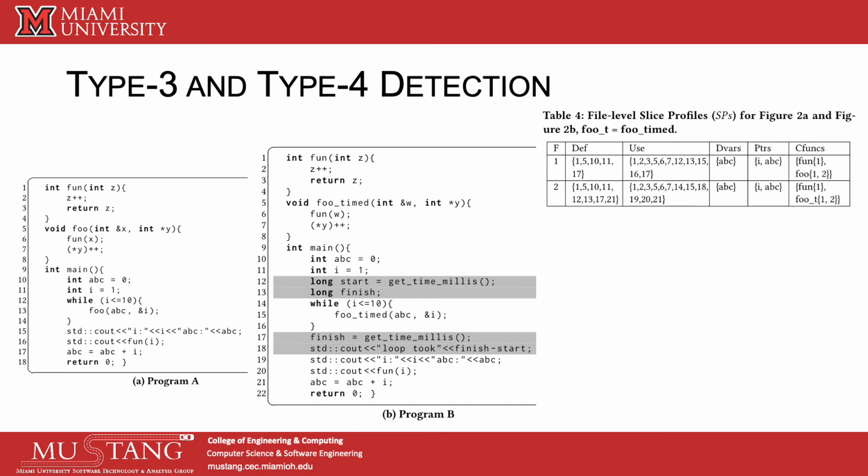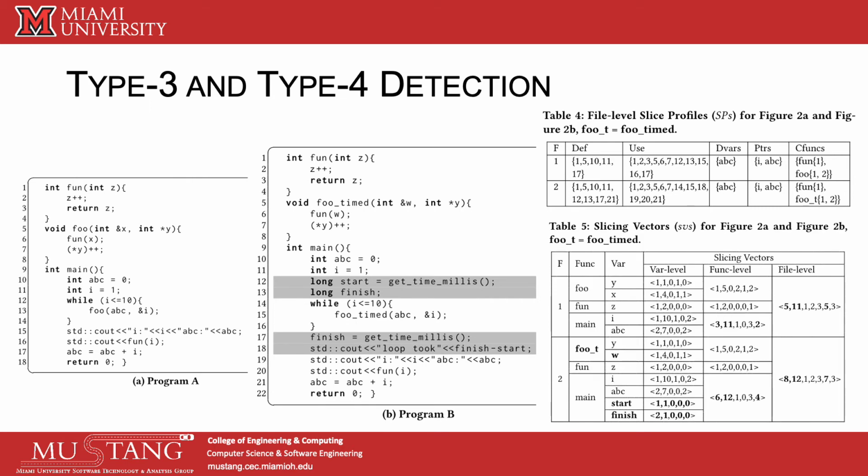In our work, we generate the file level slicer profiles. Here are the file level slicer profiles, and we can see that all vectors are similar at the variable level except for start and finish. Since start and finish do not exist in the first code snippet, program A, we delete those, so we end up with the same slicing vectors, and those two codes are similar.